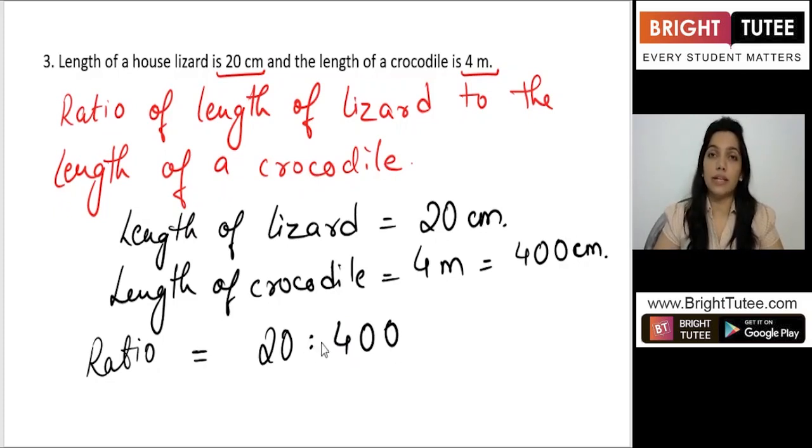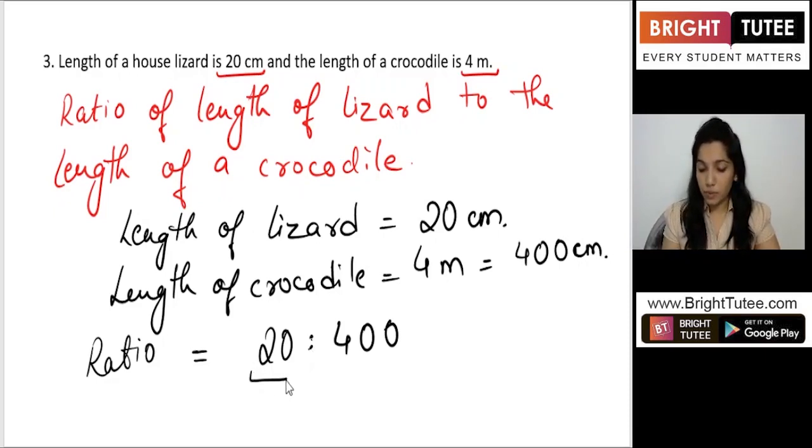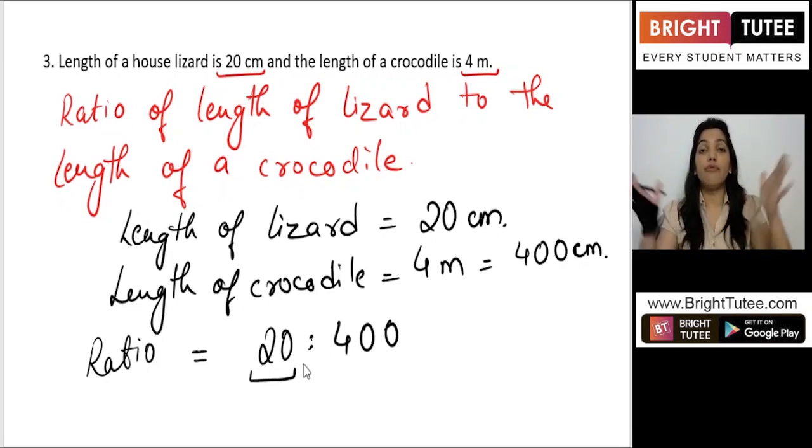Now this is the correct answer, that if you are going to compare the ratios of the length of a lizard, it is very small, right? But if you see a crocodile, it's so big. So you can see it clearly with the help of this ratio, that if 20 is what is representing the length of a lizard, then 400 is that for a crocodile.